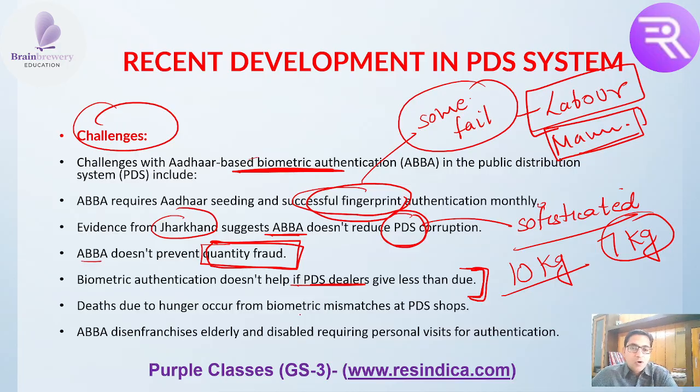Then death due to hunger can occur from biometric mismatch at the PDS shop. If the PDS shop does biometric authentication, and there is no match, and because of that the person is not able to get the food grain every month, then death may also occur because of hunger. So this is a very extreme scenario, but it happens.